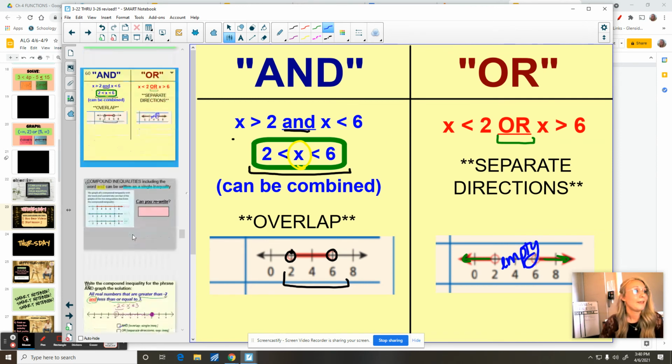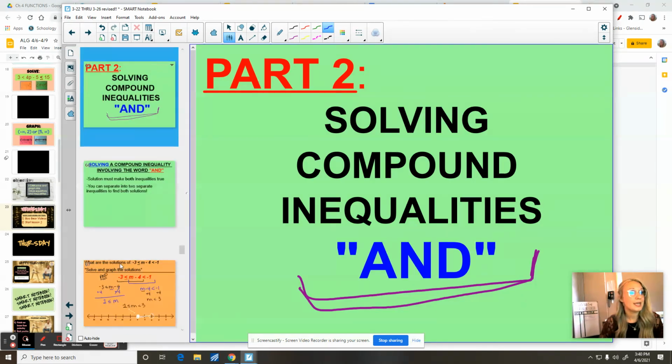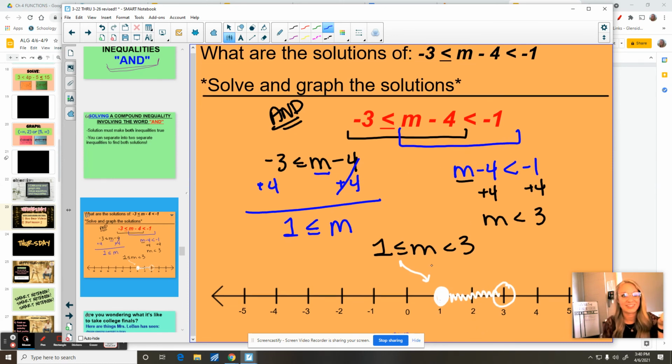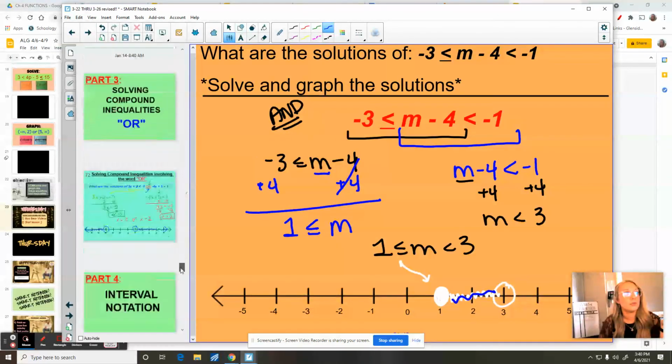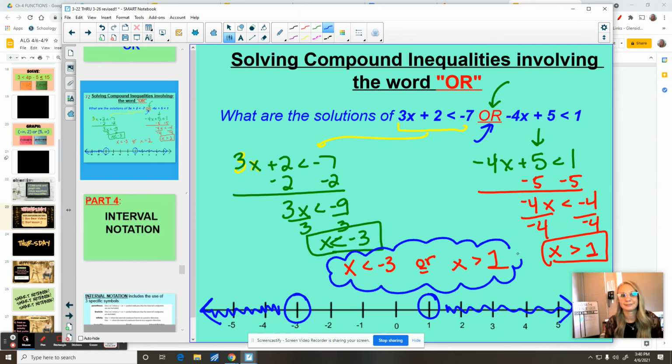When we're solving compound inequalities with the word and, we can separate it almost into two separate ones, solve, and then rejoin into a compound. And then you also know that when you graph it, it should look like an and inequality. When you solve an inequality with the word or, it's already separated. You just solve them separately, and then you just write it into one concise little statement using the word or. And when you graph it, it should be shooting off into both directions.